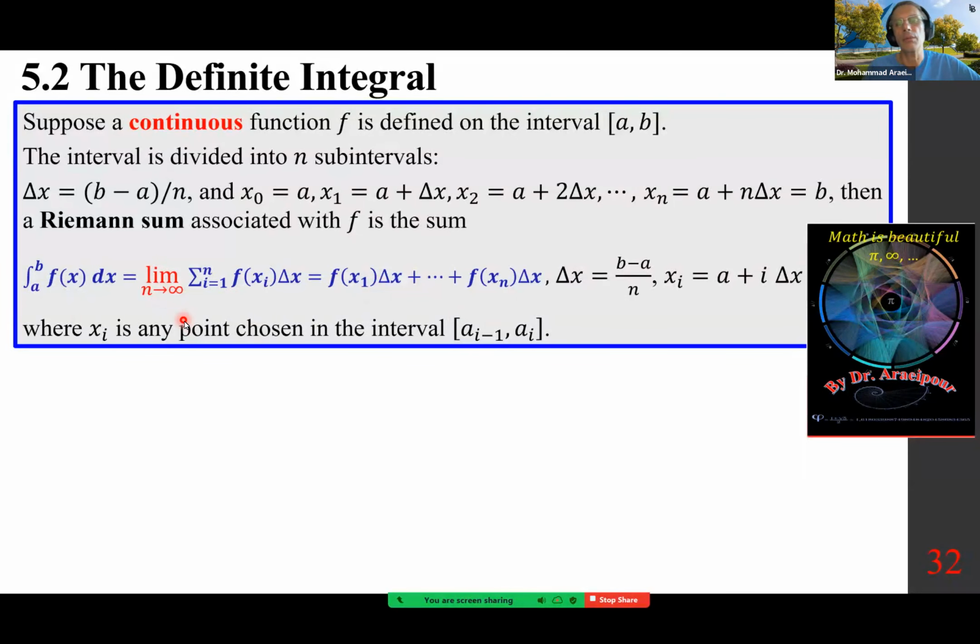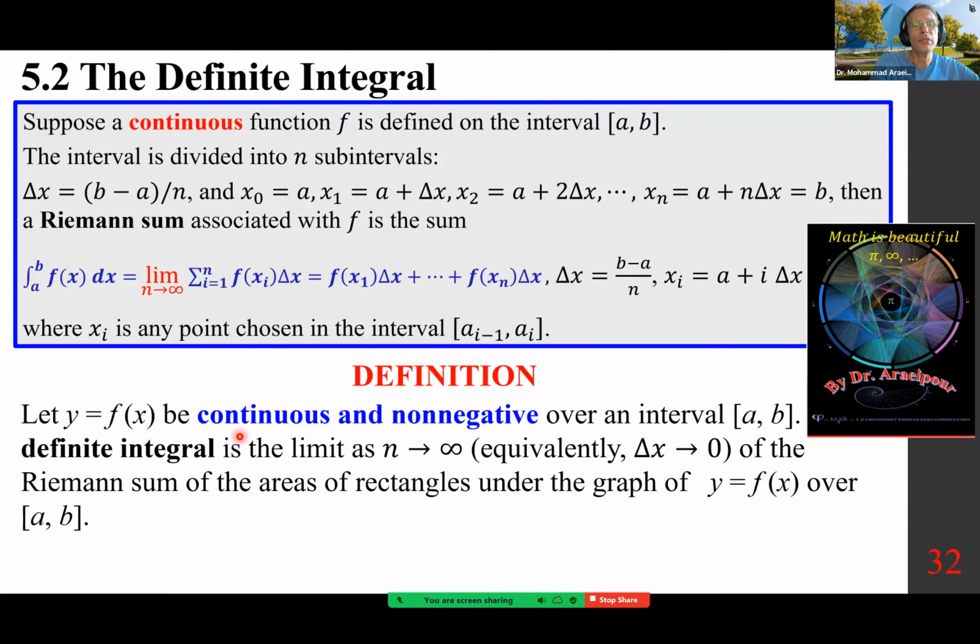But we have to take a limit of that, where delta x is defined as b minus a over n, and x sub i is a plus i delta x, and x sub i is any point in the subinterval from a sub i minus 1 to a sub i. As you recall, we looked at the left endpoints, the right endpoints, the midpoints. None of them matters because it's an approximation and it becomes exact when we take a limit.